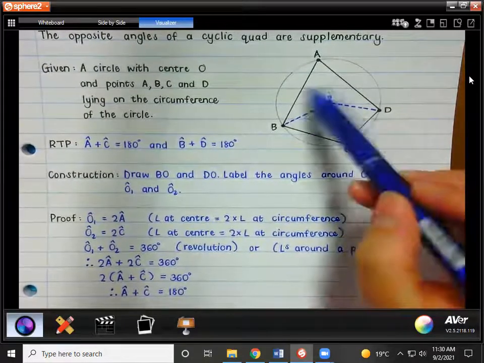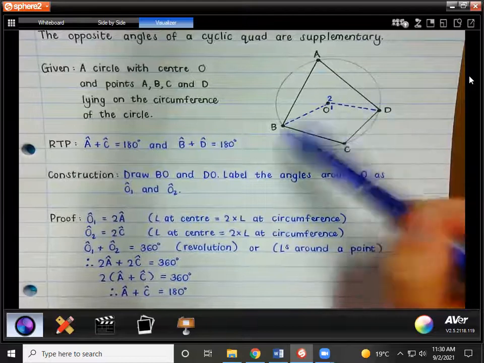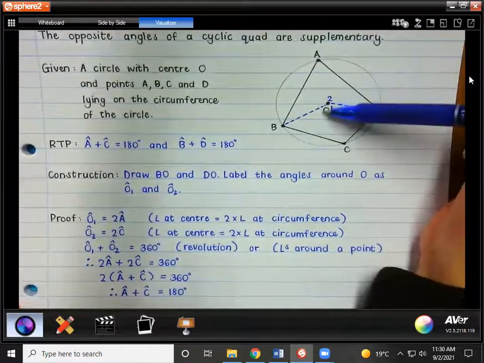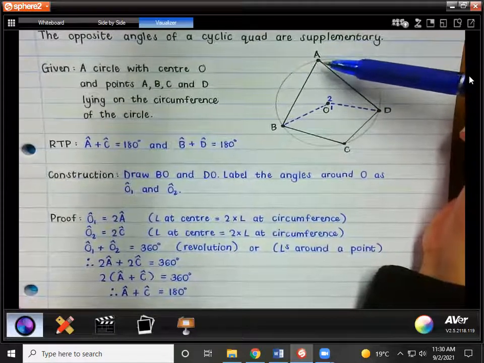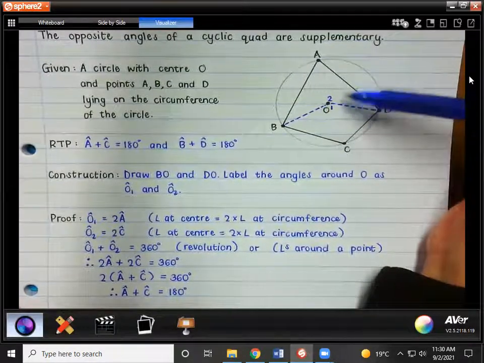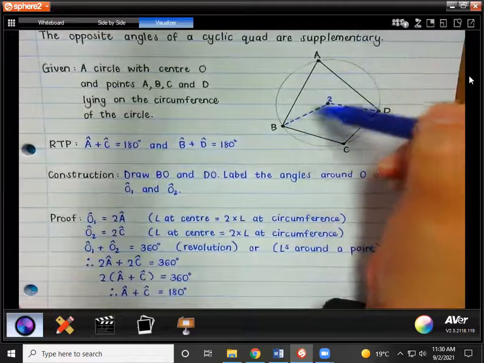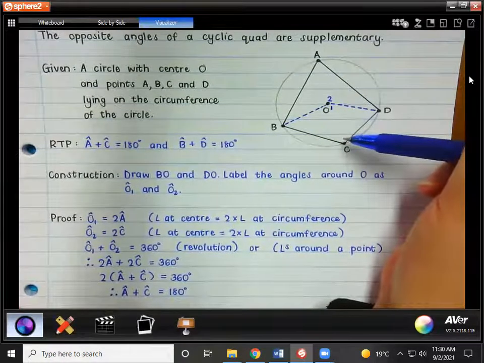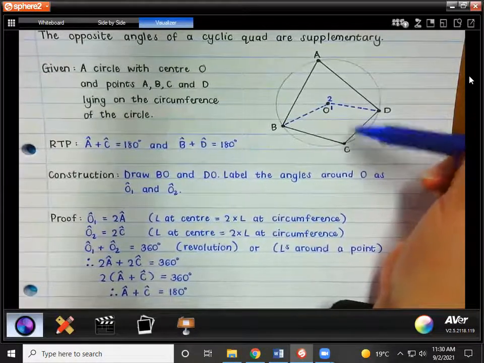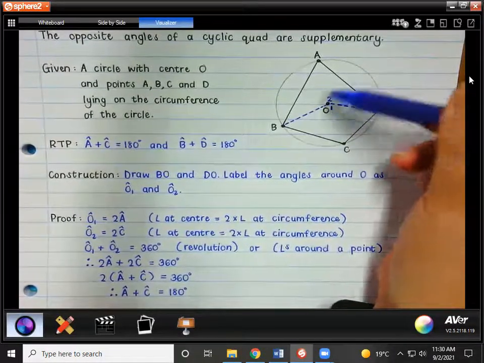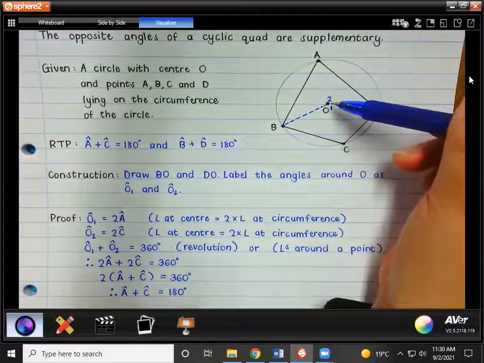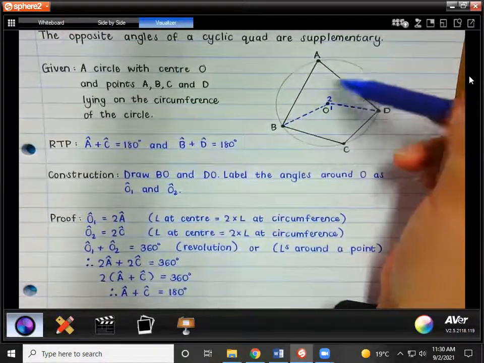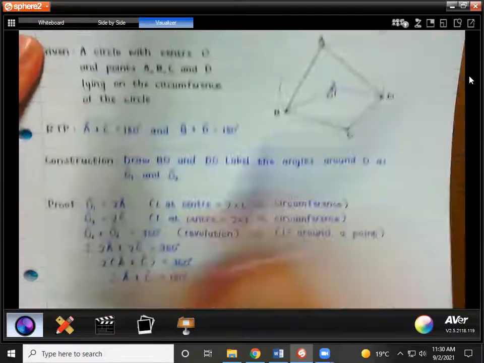Okay, so you construct those radii, then you say O1, or BOD is also fine, is equal to 2 times A because of angle at center. The other angle, O2, or you could say reflex BOD, is equal to 2C, angle at center. Then you say if you add these 2 angles together, it will equal 360 degrees because they are around point A. We know that angles around a point must add up to 360.